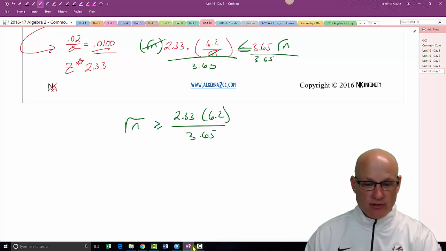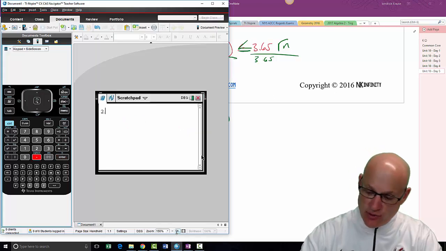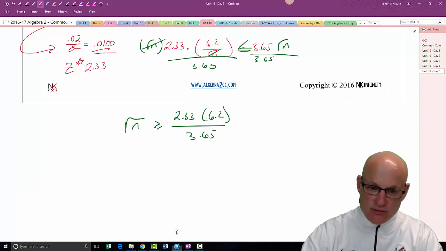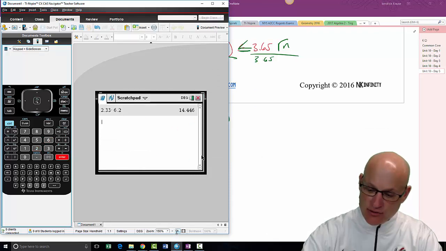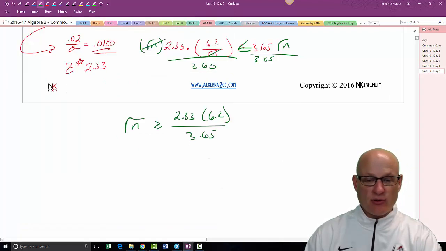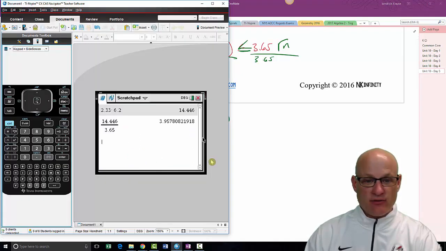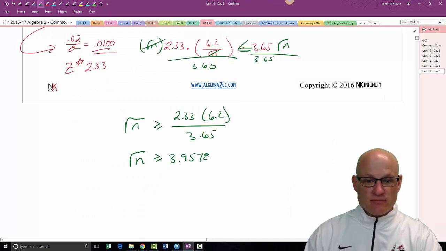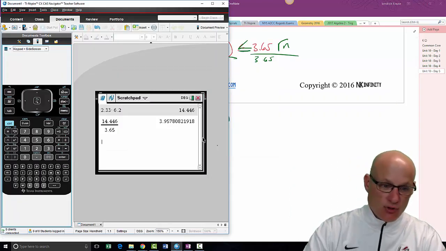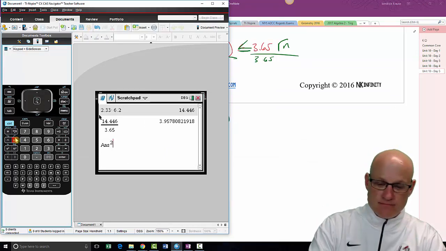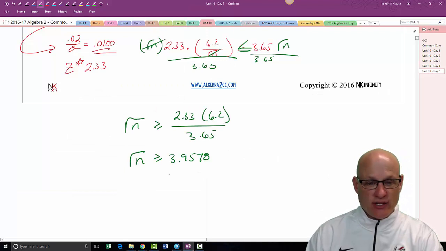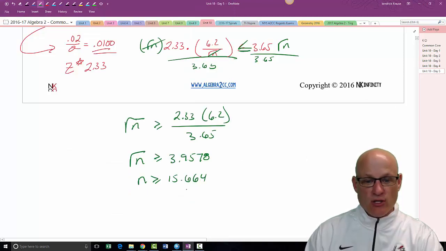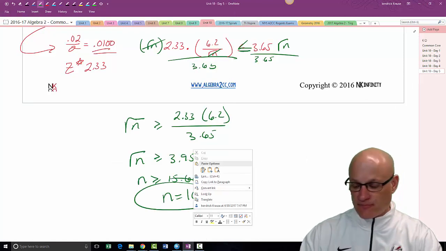This isn't going to be a very big number, so that's okay, I guess. I don't know what this is. 2.33 times 6.2, enter, divided by 3.65. So we get, let's see, the square root of n is greater than or equal to 3.9578. And then we're going to have to square that. And we get 15.66. So n has to be greater than or equal to 15.66. So my n value in this case would have to be 16.